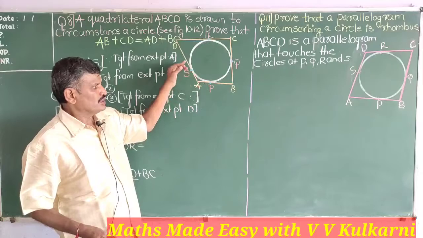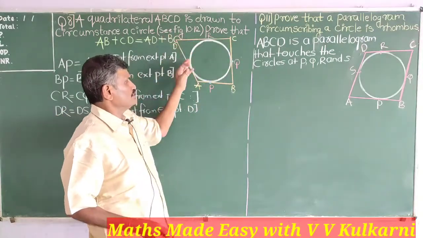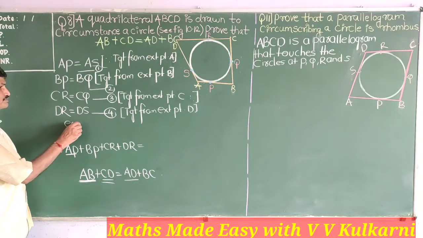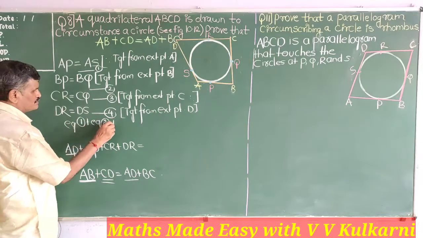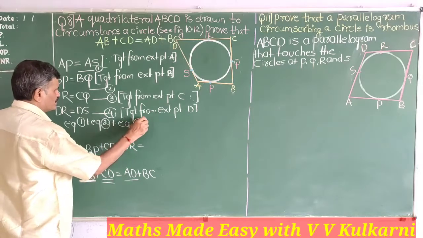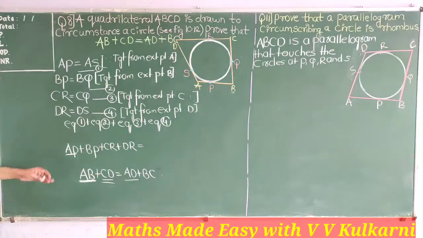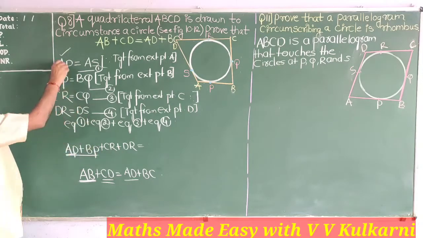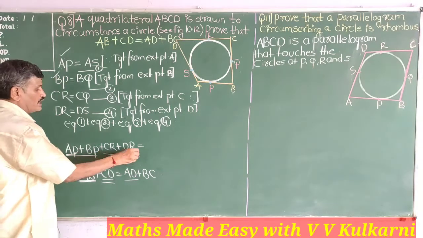So AP is equal to AS, BP is equal to BQ, CR is equal to CQ, DR is equal to DS. Now add these equations: equation 1 plus equation 2 plus equation 3 plus equation 4, all equations you add. If you add them, you will be getting AP plus BP, CR plus DR on the left side.